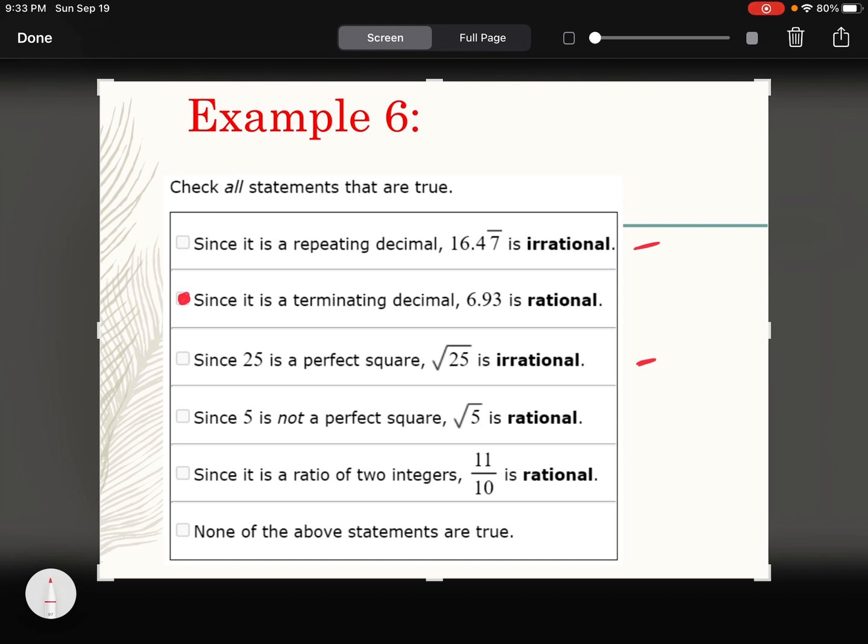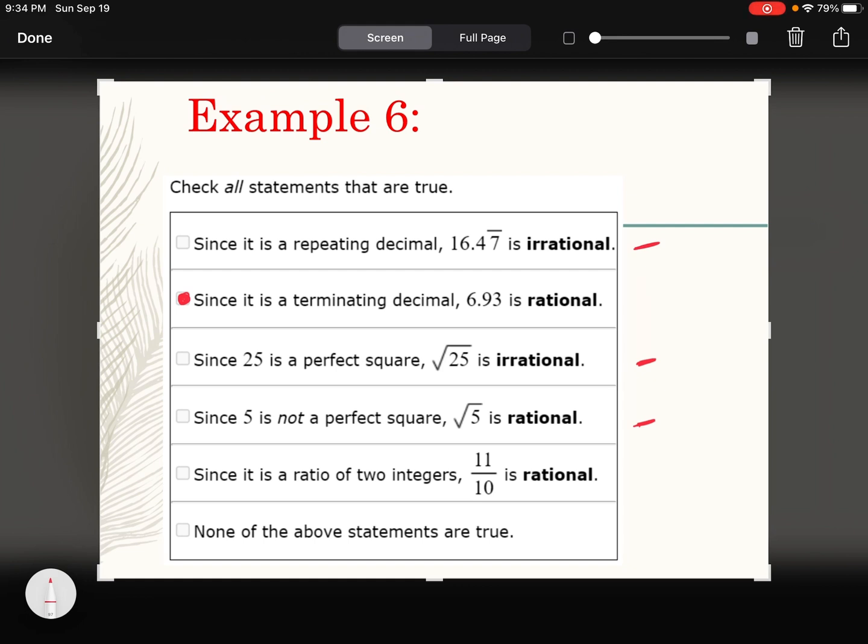Since 5 is not a perfect square, square root of 5 is rational. 5 is not a perfect square, that's right. If it's not a perfect square, it is an irrational number, so this is also incorrect. Since it is a ratio of two integers, 11 over 10 is rational. Yeah, it can be.